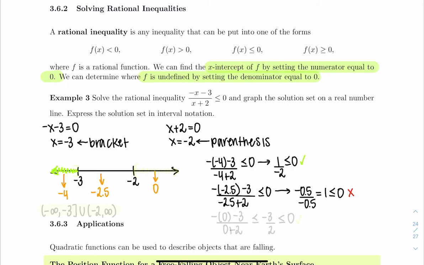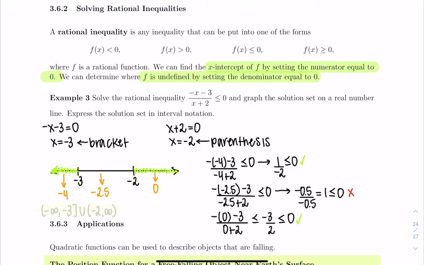In the last test point, we've got 0 minus 3 all over 0 plus 2. Well, this ends up giving me negative 3/2, which is definitely less than 0, and so that's a true statement, and we want to shade here.